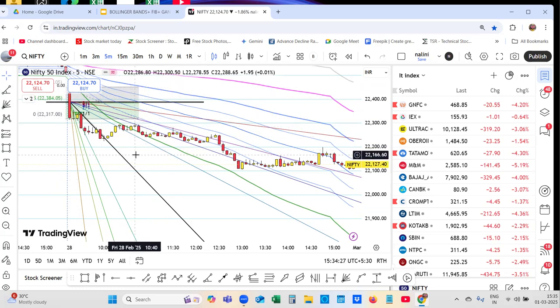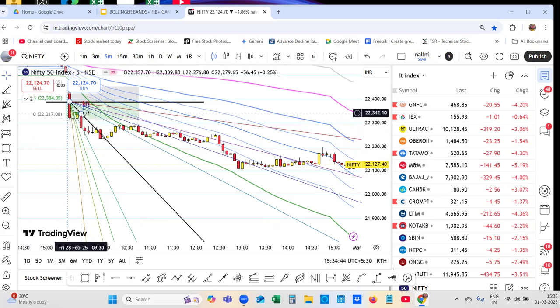So my bias, the trend direction, is down. I am going to take the put option. My trade will be in the put option. So I am entering into the trade around this level.